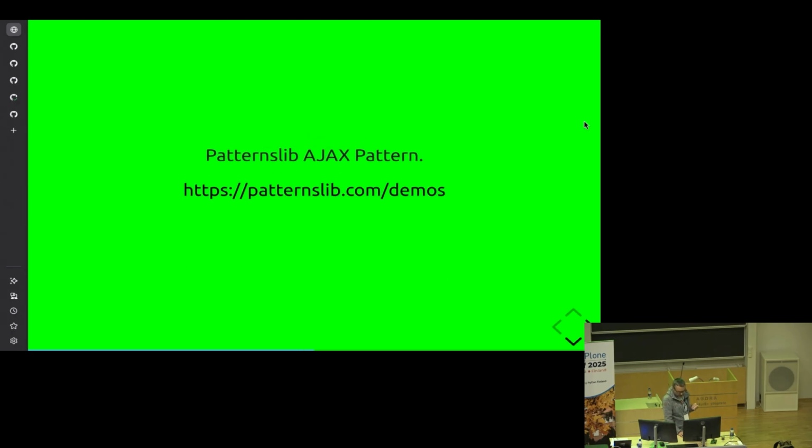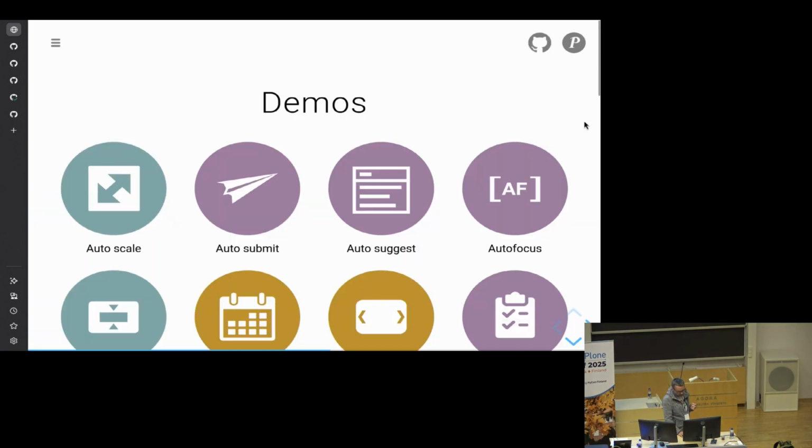That was the motivation. So how is it done? It's a pat-inject trick, actually. Pat-inject is from Patternslib. It's an Ajax pattern where you can fetch something from the backend and inject it in the front end. You find a lot of demos at patternslib.com. This should now load some demos here.